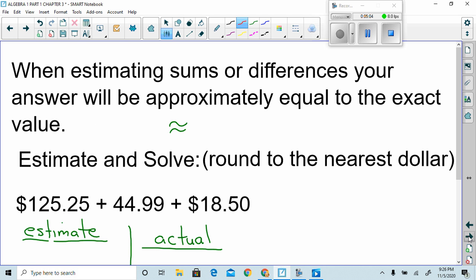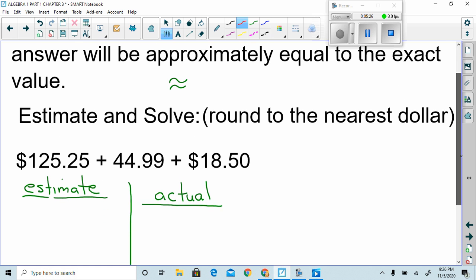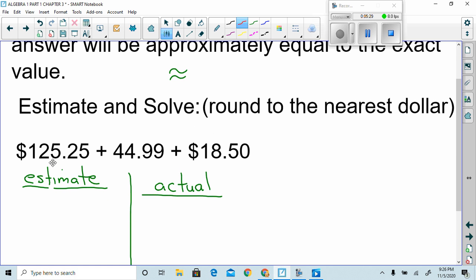So we're going to first start off with estimating sums and differences, and we're going to be using that approximate symbol when we don't need the exact value. Then we're going to do the actual calculation to see how close it is to the real or actual official number. So we're going to be rounding, and it says round each to the nearest dollar. So again, we know the dollar would be right there, so I'm going to round to the nearest dollar.